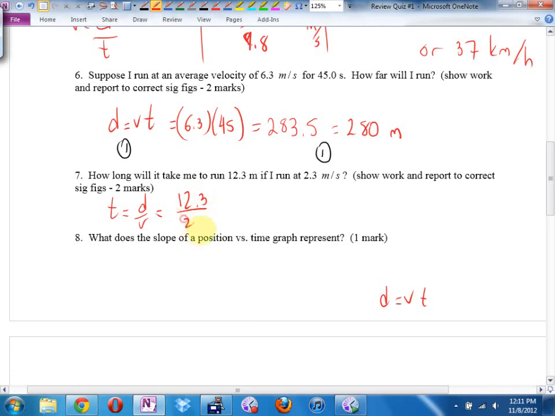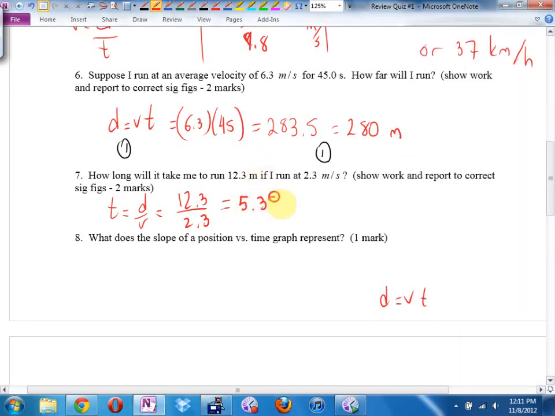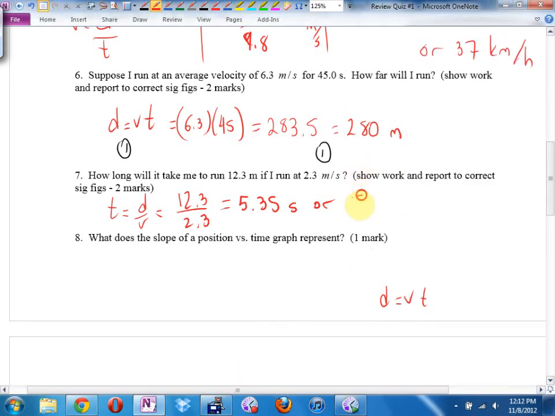12.3 divided by 2.3. I get 5.3478. I'll call that 5.35 seconds. Or if we go to correct sig figs, technically 2 sig figs, which would not be 5.4. It's actually 5.3 if I go to 2 sig figs. Anyways, 1 mark for the answer, 1 mark for the equation. However, if you got the answer right, you get 2 out of 2.